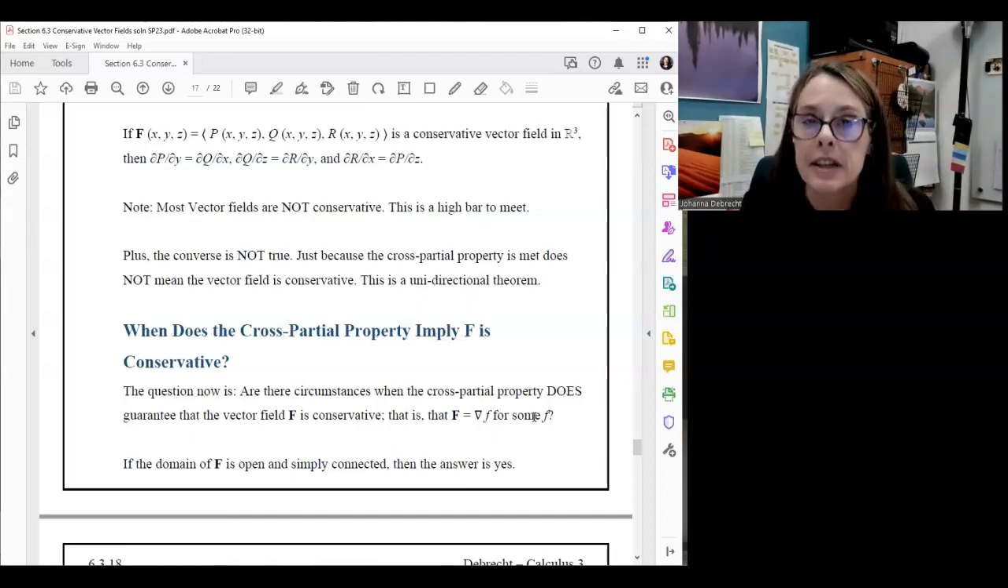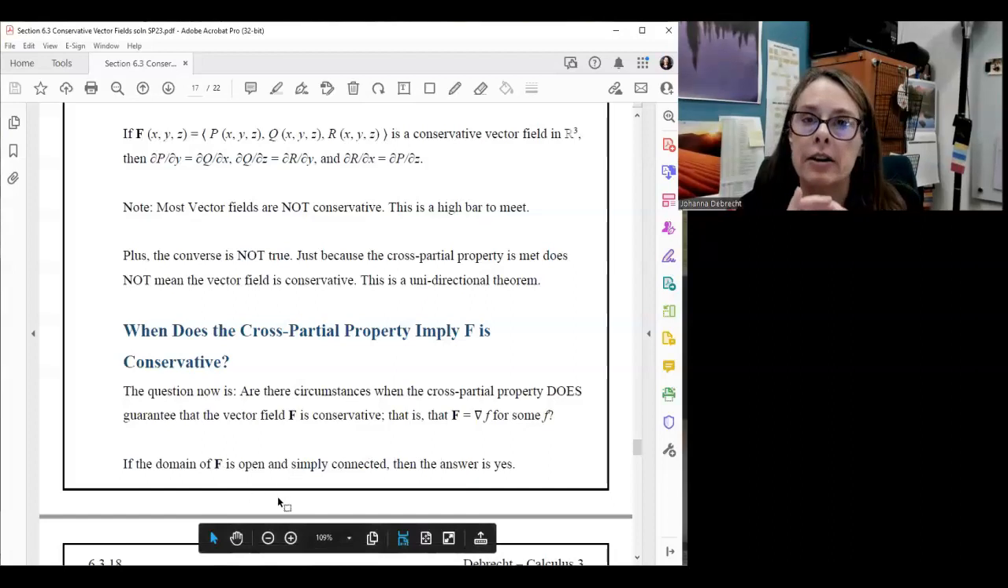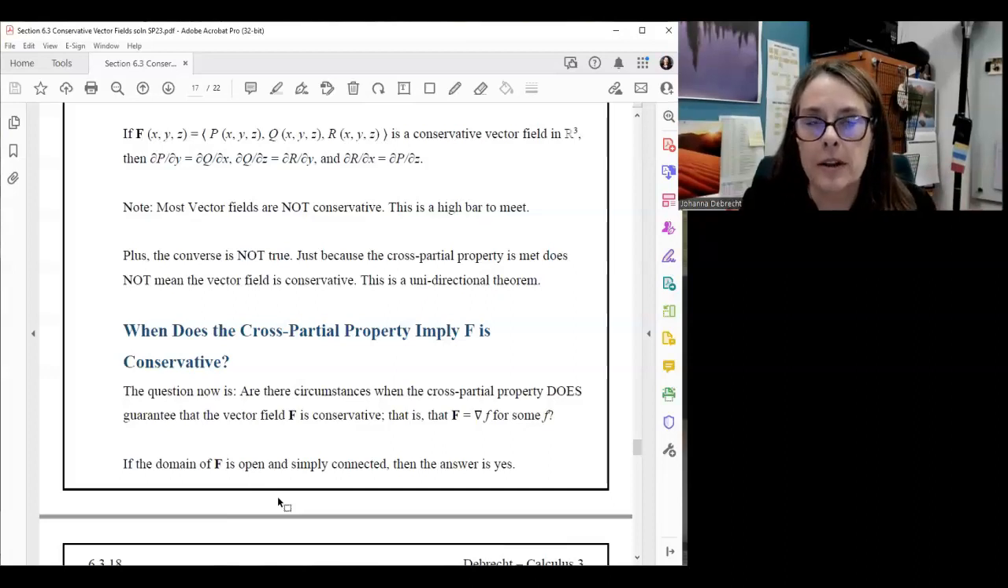By itself, it is not enough. So what can we add to it to make it enough? And the answer is we need to guarantee that the domain is open and simply connected. In other words, open means it's not including the boundaries. Simply connected means if it's 2D, it doesn't have a hole in the middle of it, right?